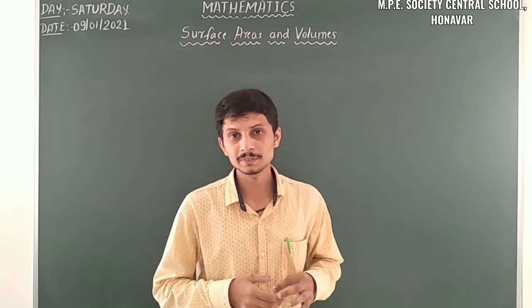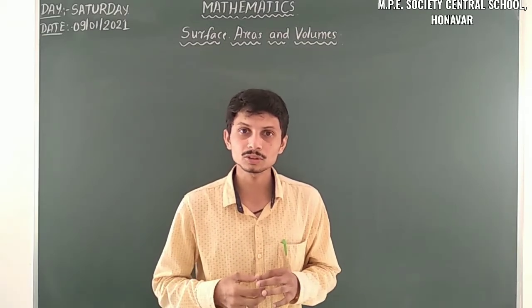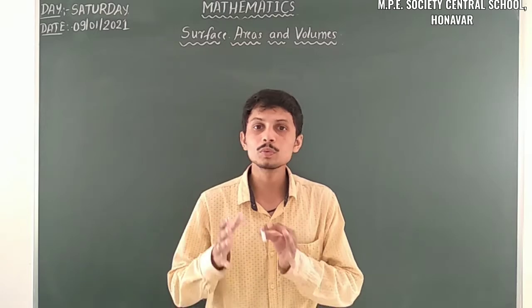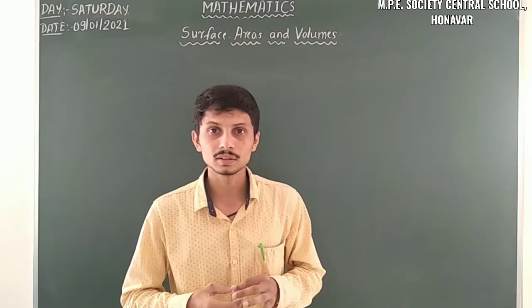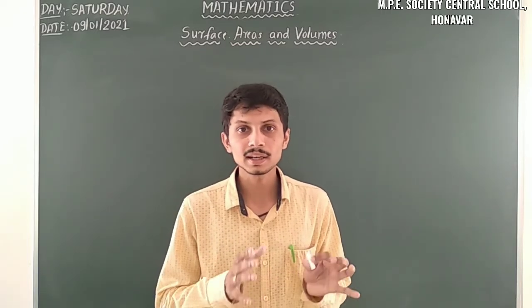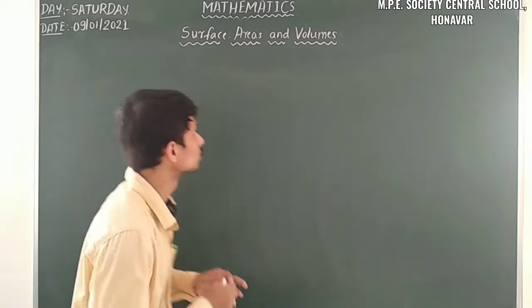So last class we discussed a topic from 9th standard, that is surface areas and volumes. In surface areas and volumes we already discussed the surface areas of cube, cuboid and right circular cylinder. So let us move on to the next part, that is right circular cone.